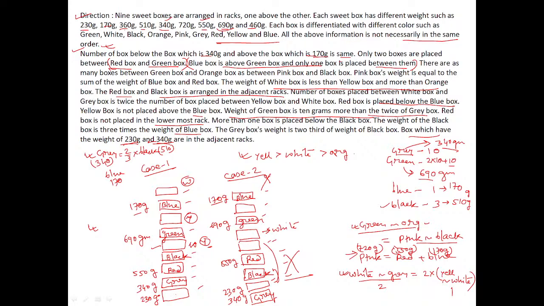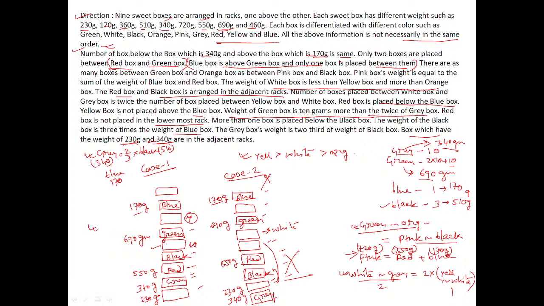But here the condition is violated, because whatever the number of persons between green and orange should exactly equal the number of persons between pink and black. But here between pink and black 2 boxes come, which violates the condition. So white and yellow in the second position is wrong. Whatever the possible cases we are thinking about, this is not correct.